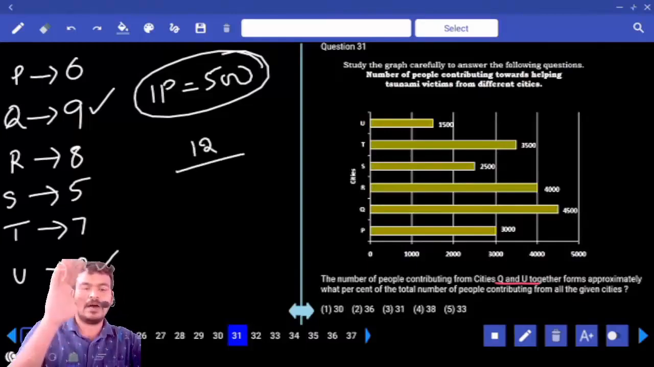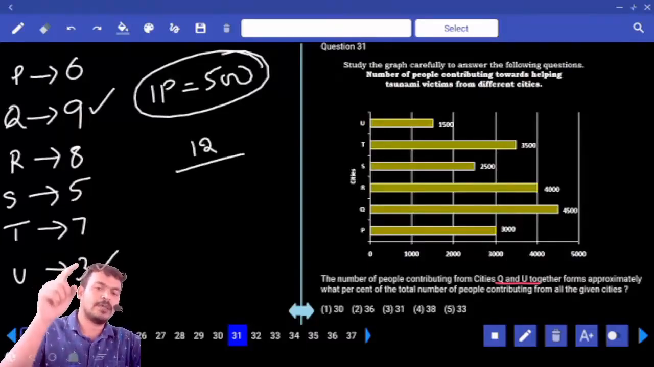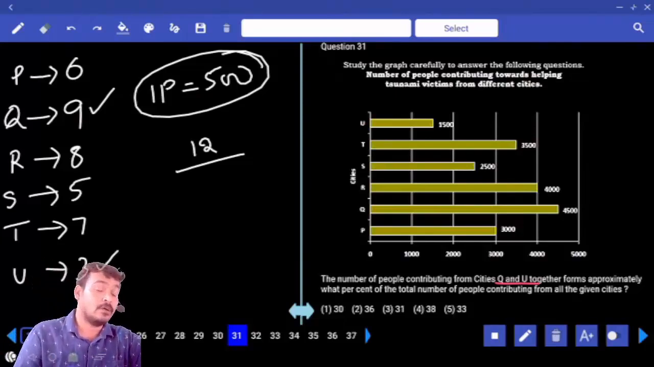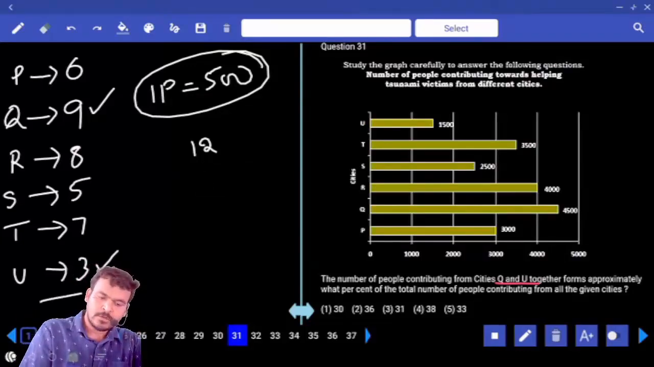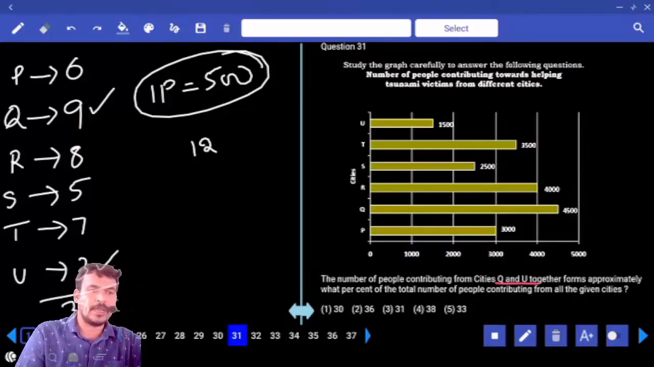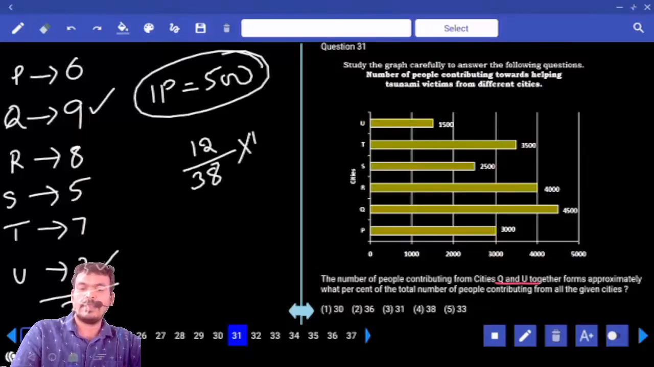First we add all the cities' values. 6 plus 9, 15, plus 8, 23, plus 5, 28, plus 7, 35, plus 3, 38. Then 12 is what percent of 38 parts? Total how many parts? 38 parts. Then we write 12 by 38 into 100.